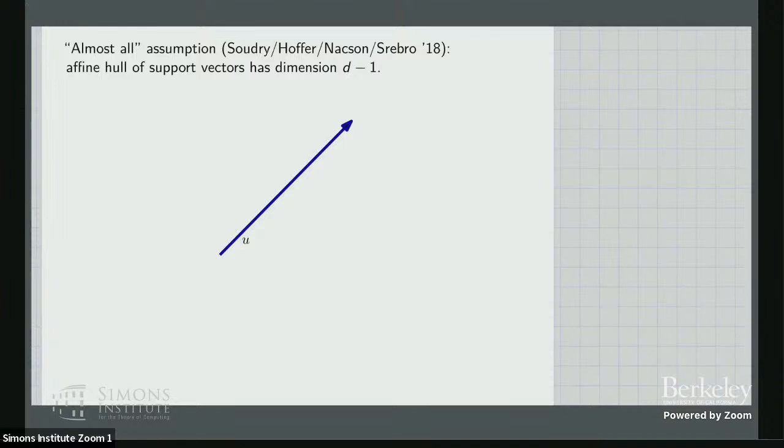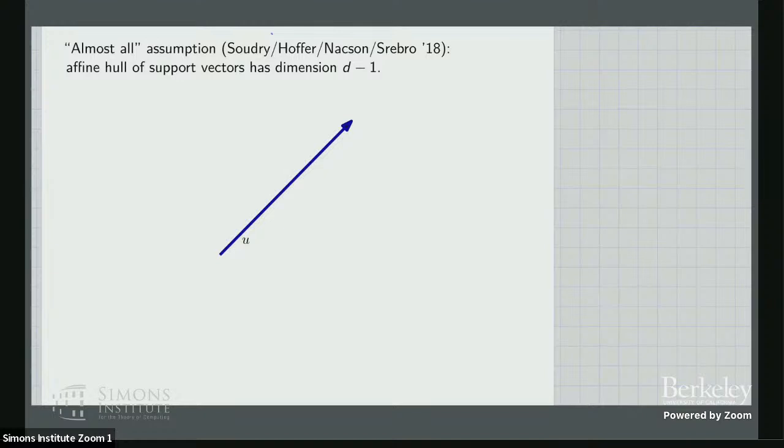There's a kind of amazing, beautiful assumption in the original gradient descent max margin paper by Nati and Daniel Soudry and Hoffer and Nacson. They had this assumption they call "almost all." Let me explain it in my own words. The technical version of the assumption is that the max margin direction, if you look at its support vectors, their affine hull has dimension d minus one. I don't know about you, but to me that's hard to understand.